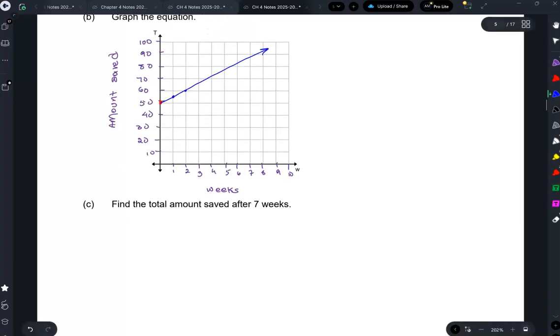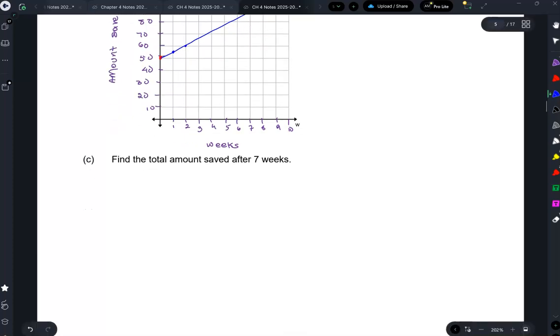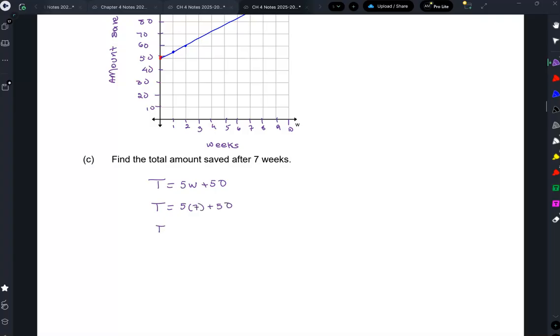Total amount saved after 7 weeks. So what's the equation? The equation was T equals 5W plus 50. 5 times 7 plus 50. 35 plus 50. 85. So after 7 weeks, you will have $85.